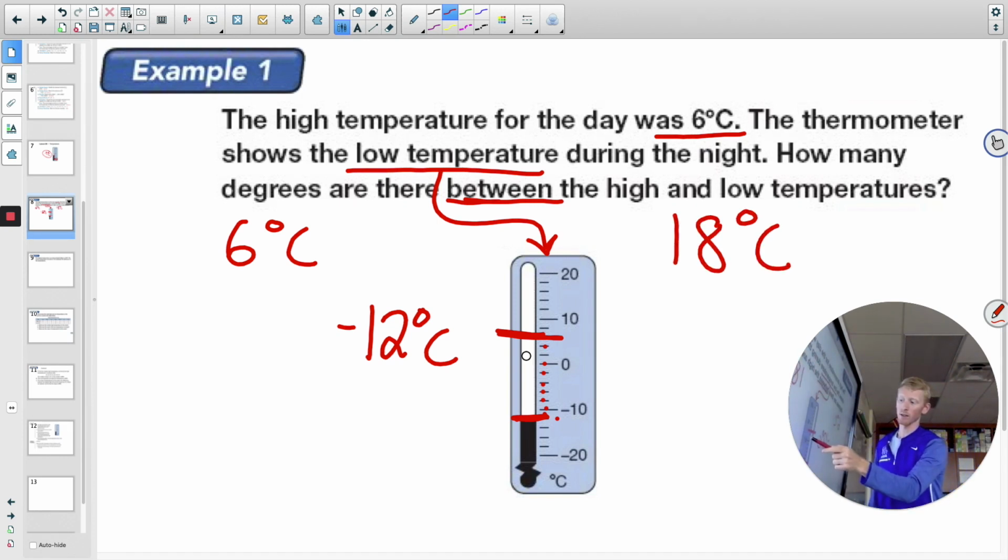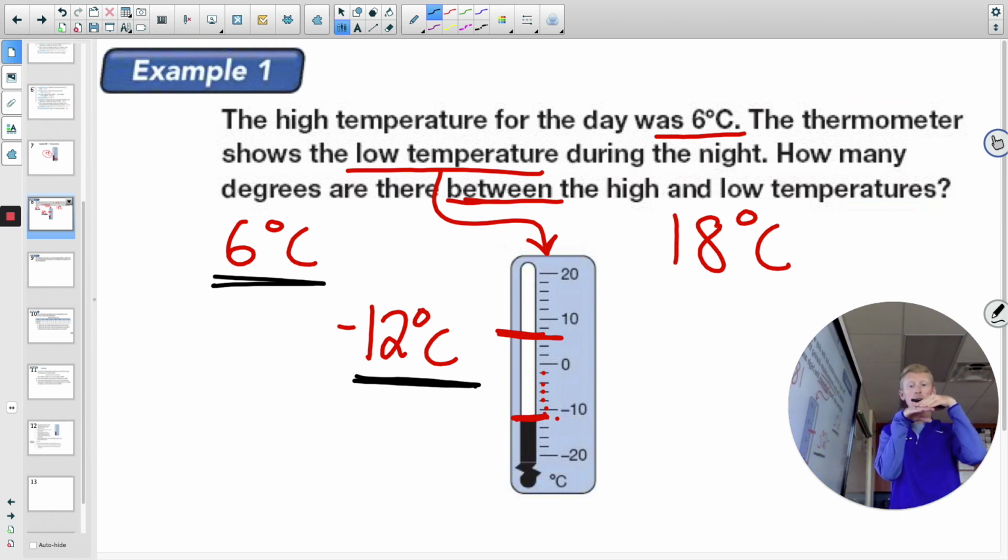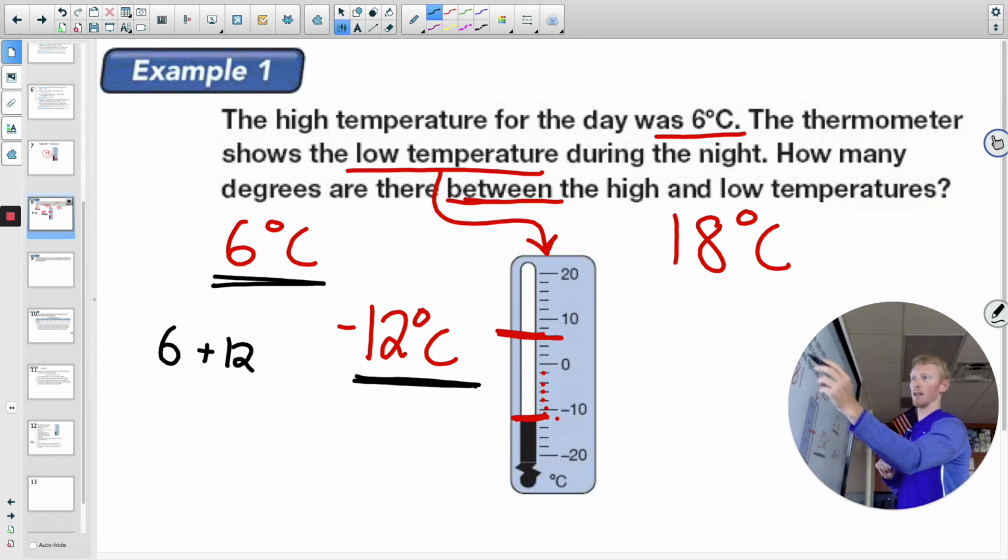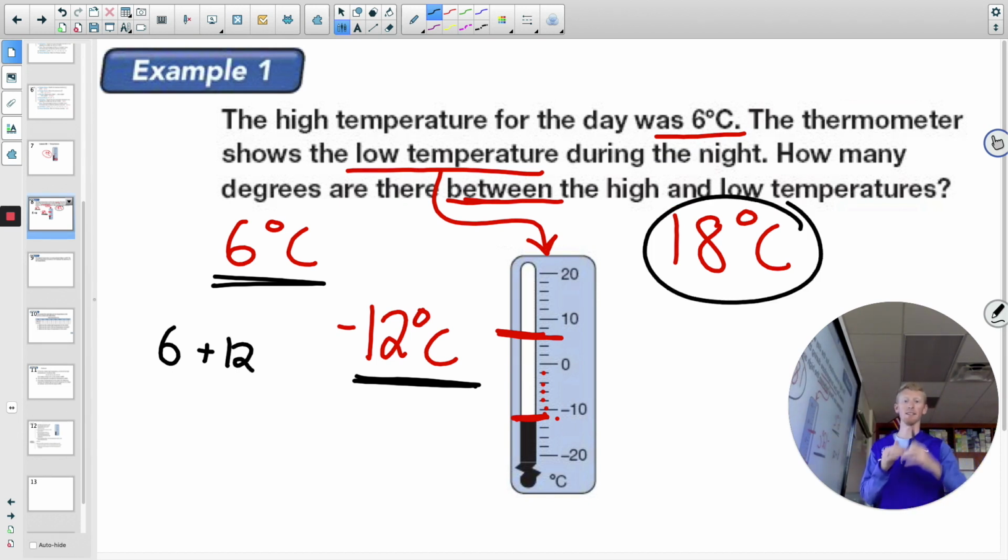Or another way to do it is you could count how far away it is from 0. So that would be 6 degrees away from 0. That would be 12 degrees away from 0. And those two meet in the middle at 0. So you could do 6 and 12, which would give me, once again, 18 degrees Celsius. So that would be the difference between those two.